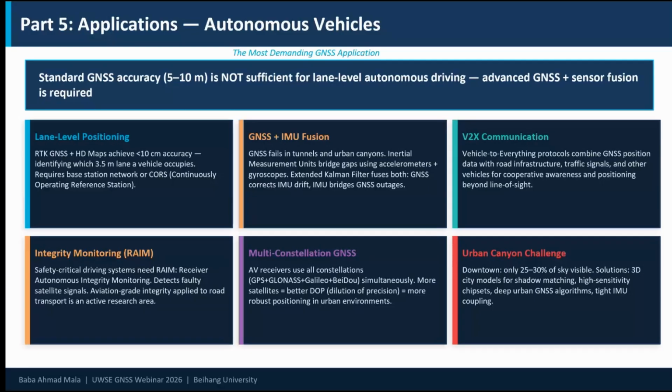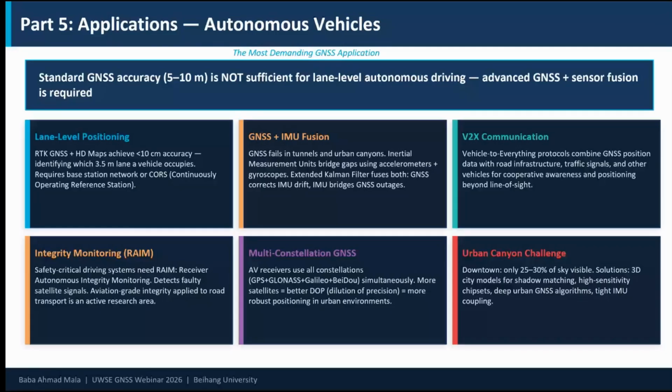But the urban canyon remains a big headache, a big problem, with around 25 to 30% of the sky visibility. The solution involves 3D city models and even tighter integration with the IMU and wheel speed sensors. It will have a multi-system problem. So this is one of the challenges here.